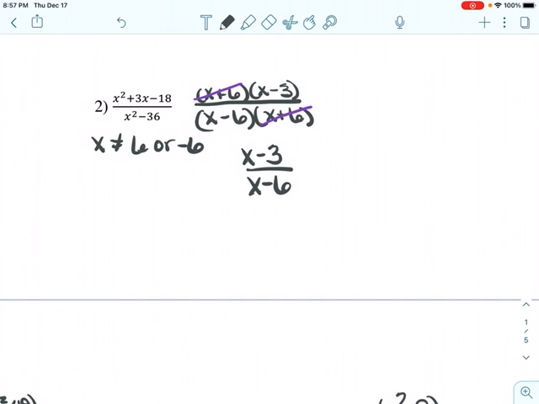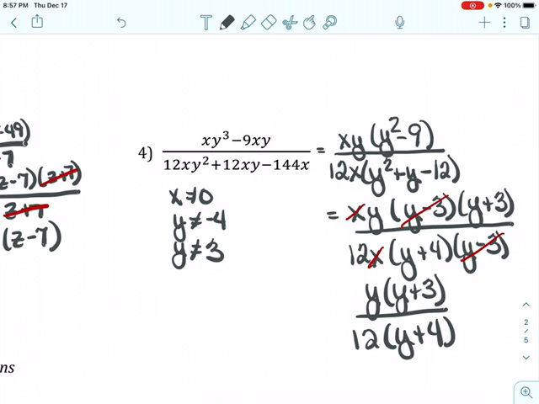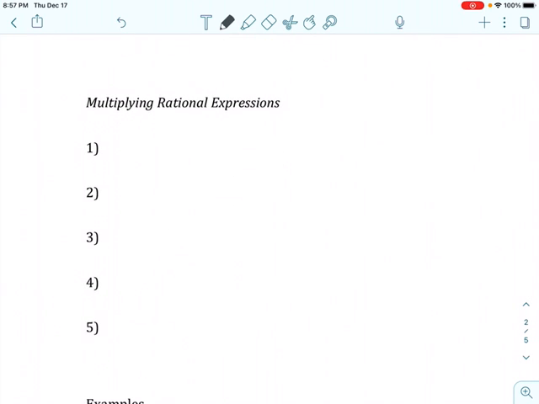So here we're going to factor. I wrote my what can't x be, and x minus 3, x minus 6 is my final answer. Here, this one was a little tougher. So I looked for a GCF first, which happened to be xy in the numerator and 12x in the denominator. Then I factored. And then our restricted values are 0, -4, and 3. And reduced. Okay, so we're going to use this concept to do multiplying rational expressions.